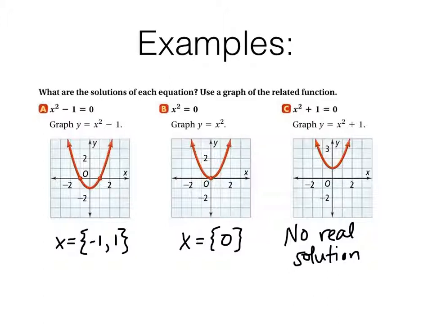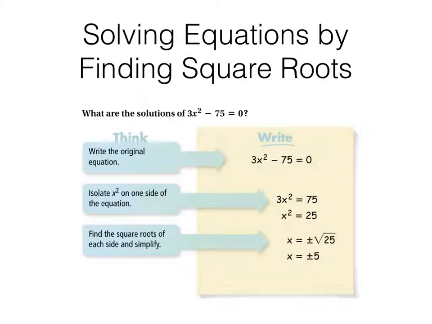All right, so that's solving by graphing. Let's look at solving by finding square roots. Now, sometimes it's possible to find a square root. This is possible when there's no linear term.